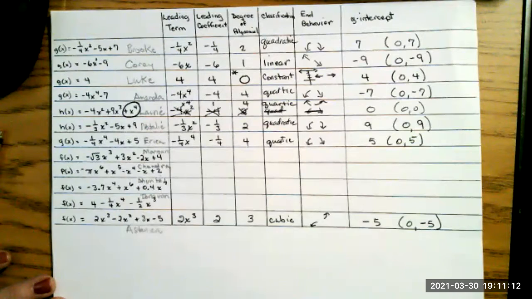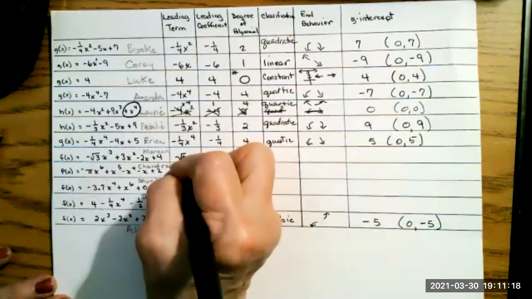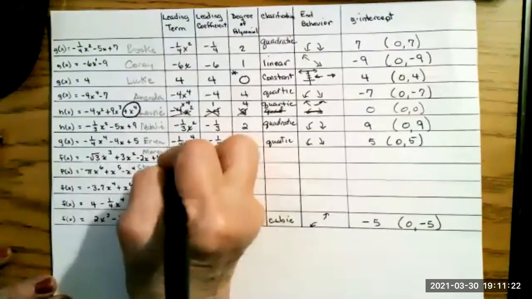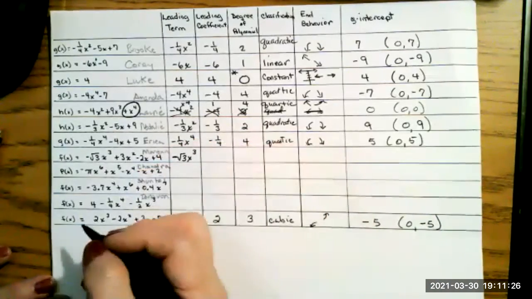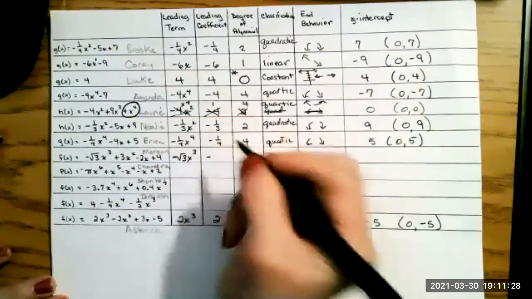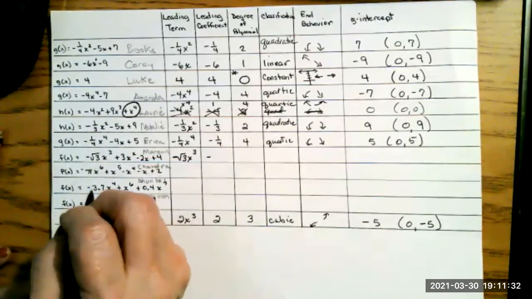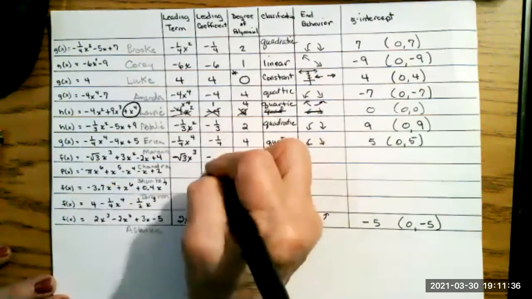Okay, how about Morgan? I'm going to try. I don't know. The leading term is negative square root 3x cubed. Good job. And then the leading coefficient, this I don't know. Is it negative 3 or 3? Well, you have to use the square root. You can't take it out from underneath the square root. The square root of 3 is a number, about 1.7. So it would be negative square root of 3.